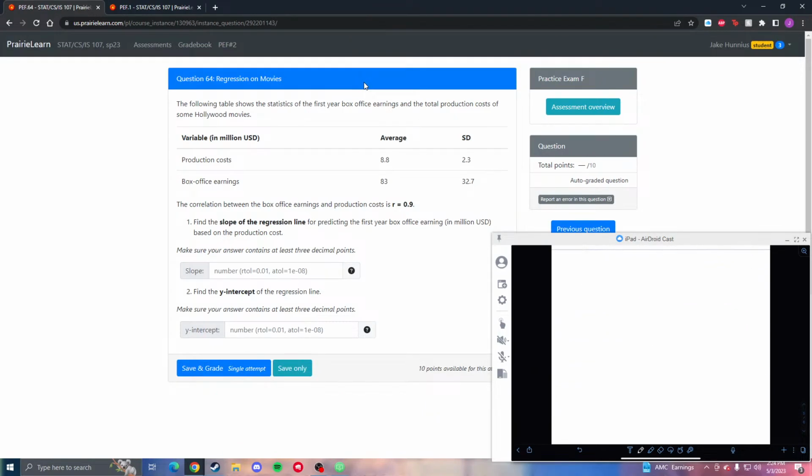All right, so this question, we've seen it a bunch of different ways, but I'm still going to go through it. We have our R equal to 0.9. We need to calculate the slope. We know the slope is R times SDY over SDX. Okay?